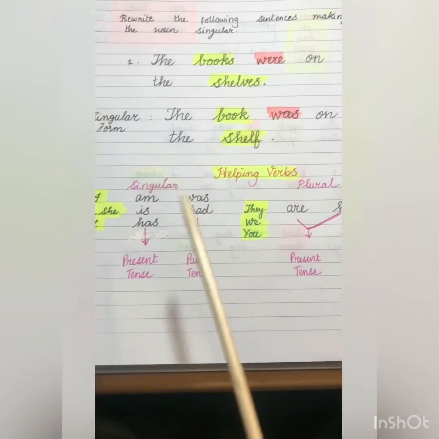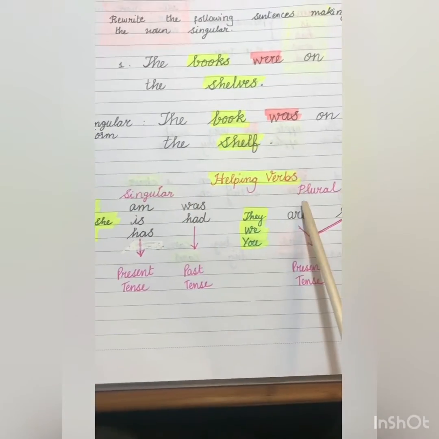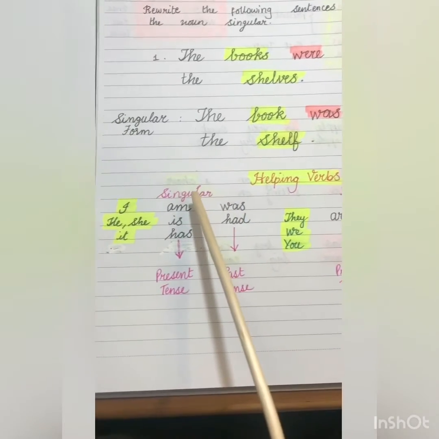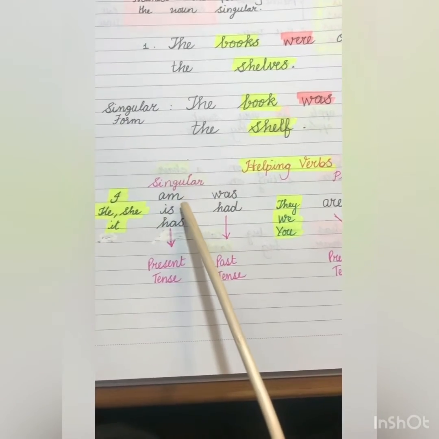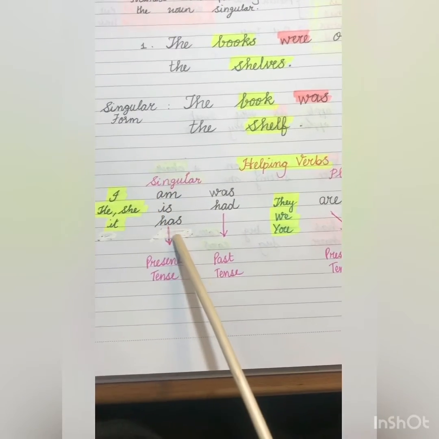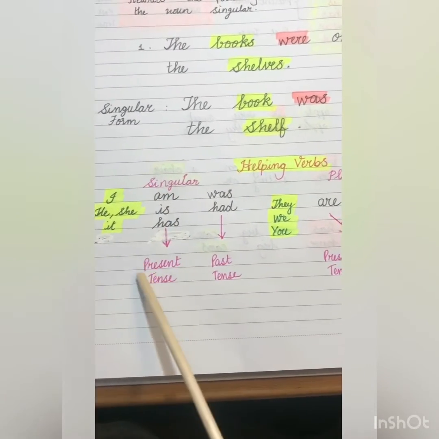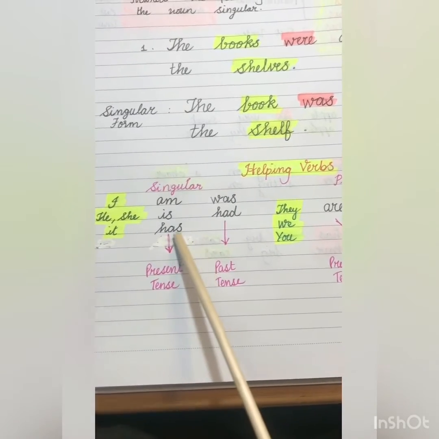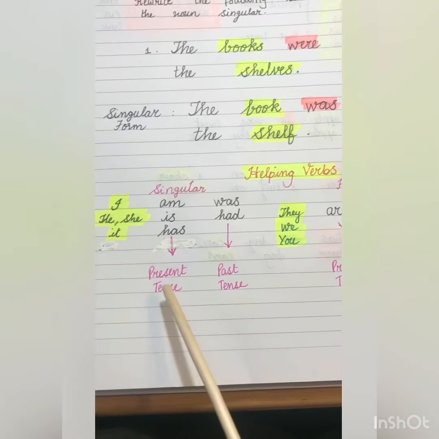Now children, let's quickly revise some helping verbs so you can construct all the sentences in the correct form. Singular helping verbs. Am, is, has. These are all singular helping verbs which we use in the present tense. When something is happening in the present tense. When something is happening right now.